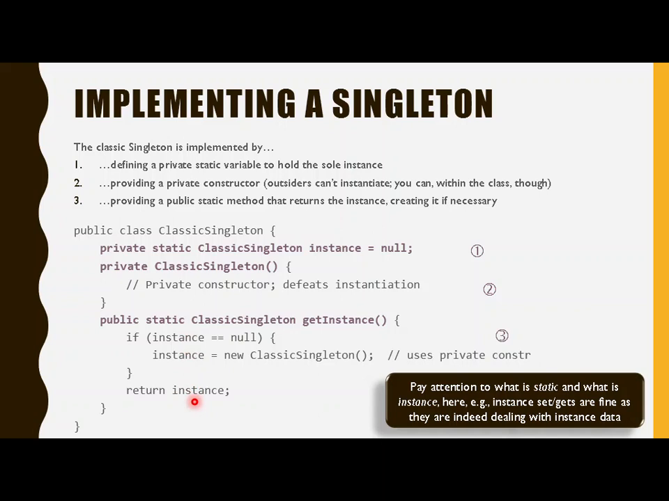So when outside coders need access to us, the way that they get it is not by instantiating, but by asking for getInstance. If we need to, we create it. If we don't need to, we don't create it, right? So that is how we limit this to one instance of the class.